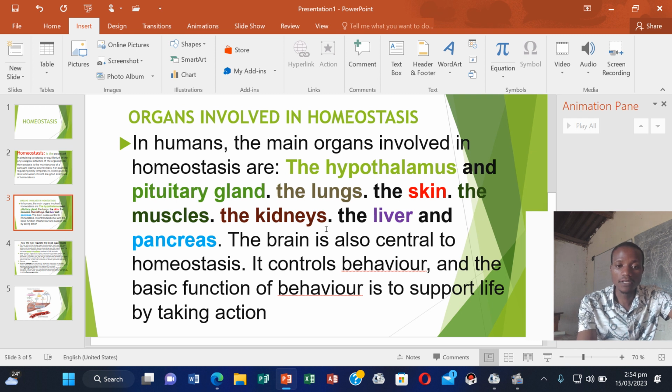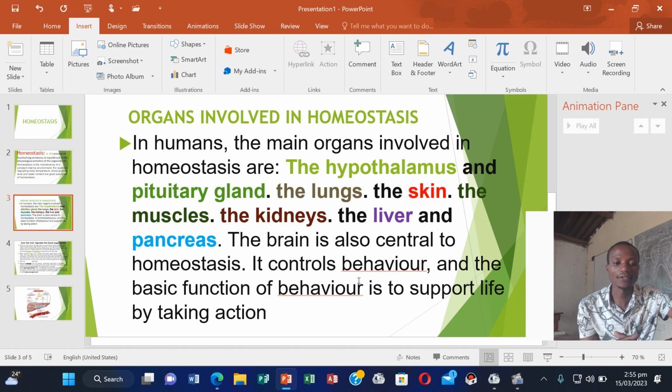Not only this, the brain also is a central part, because for you to respond to a certain stimuli or changes in the internal environment of the body, the brain is the one which is going to give you the action. So the brain is also central to homeostasis. It controls behavior, and the basic functioning of behavior is to support life by taking action. So the brain takes action. If, for example, you detect that the temperature is hot, the body will take action to respond to the hotness of the environment where you are.